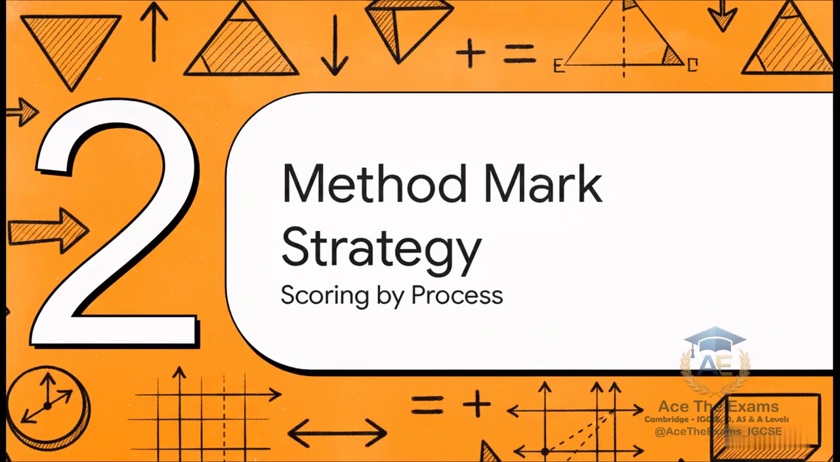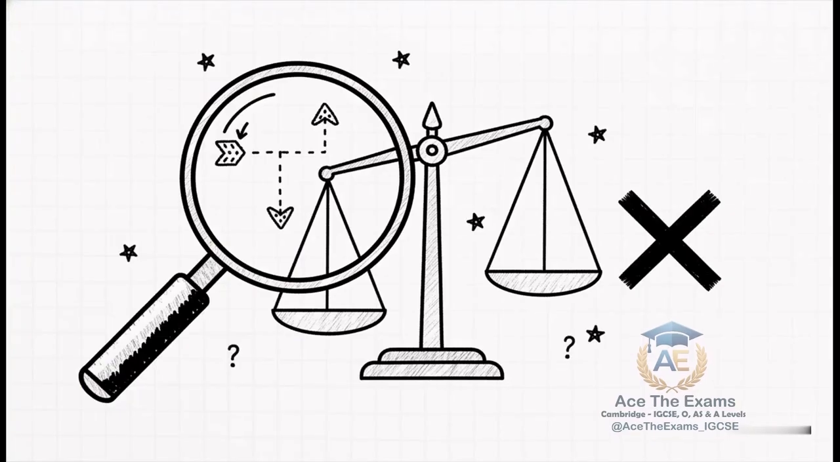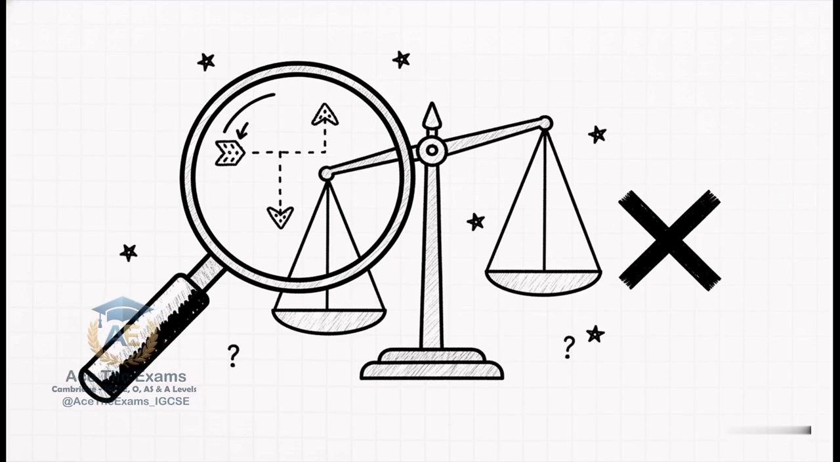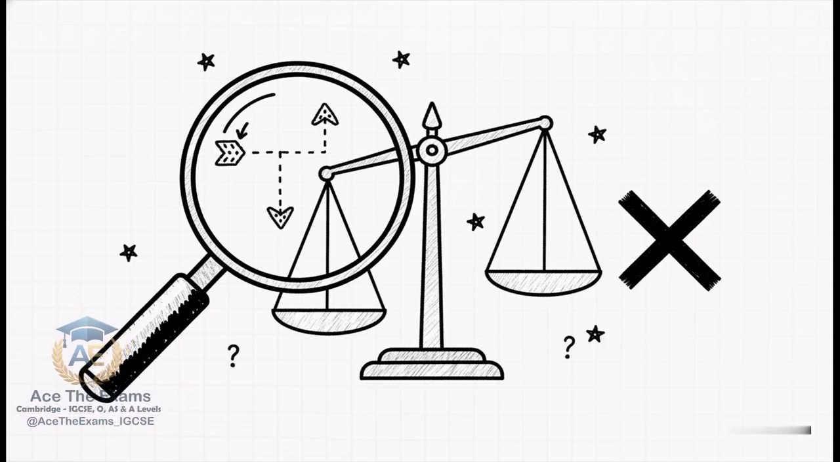Moving right along to section 2, the method mark strategy, or how to score points just for your process. Okay, so the absolutely crucial takeaway here is this. The assessment framework prioritizes analytical depth over superficial breadth. What does that actually mean for you when you're sitting at that desk? It means the Cambridge academic benchmarks require logical, structured reasoning. Examiners award marks for the process.